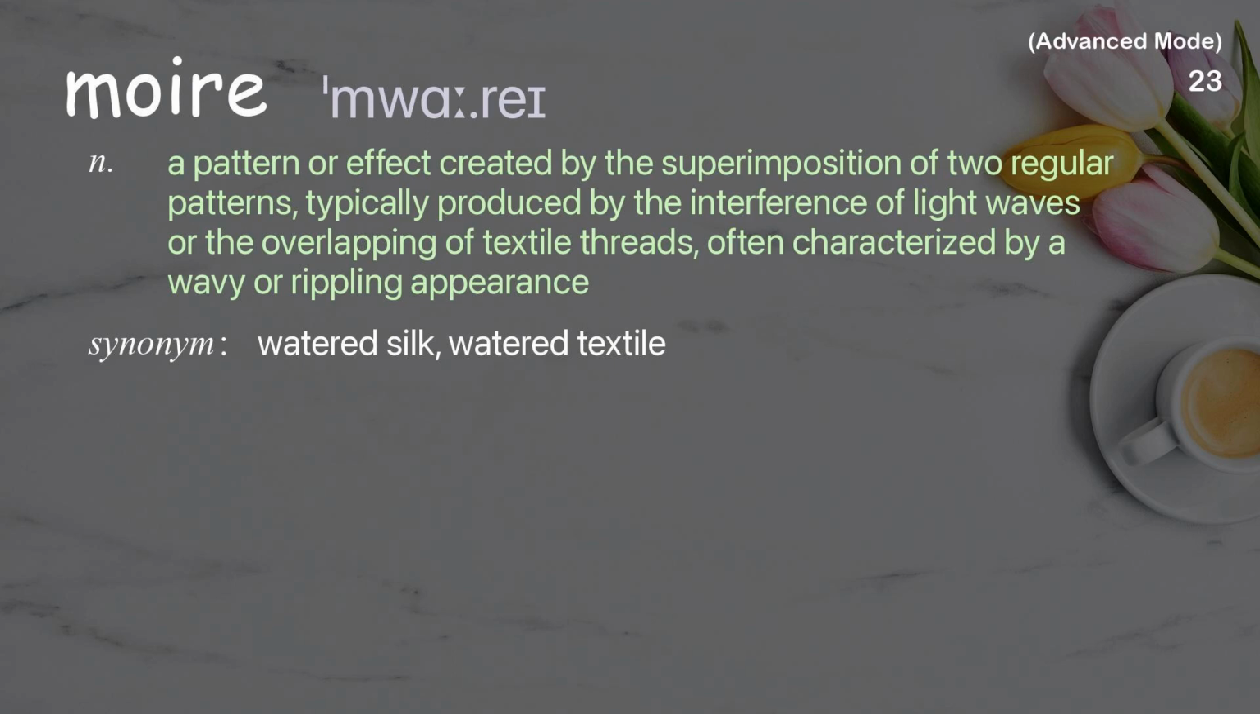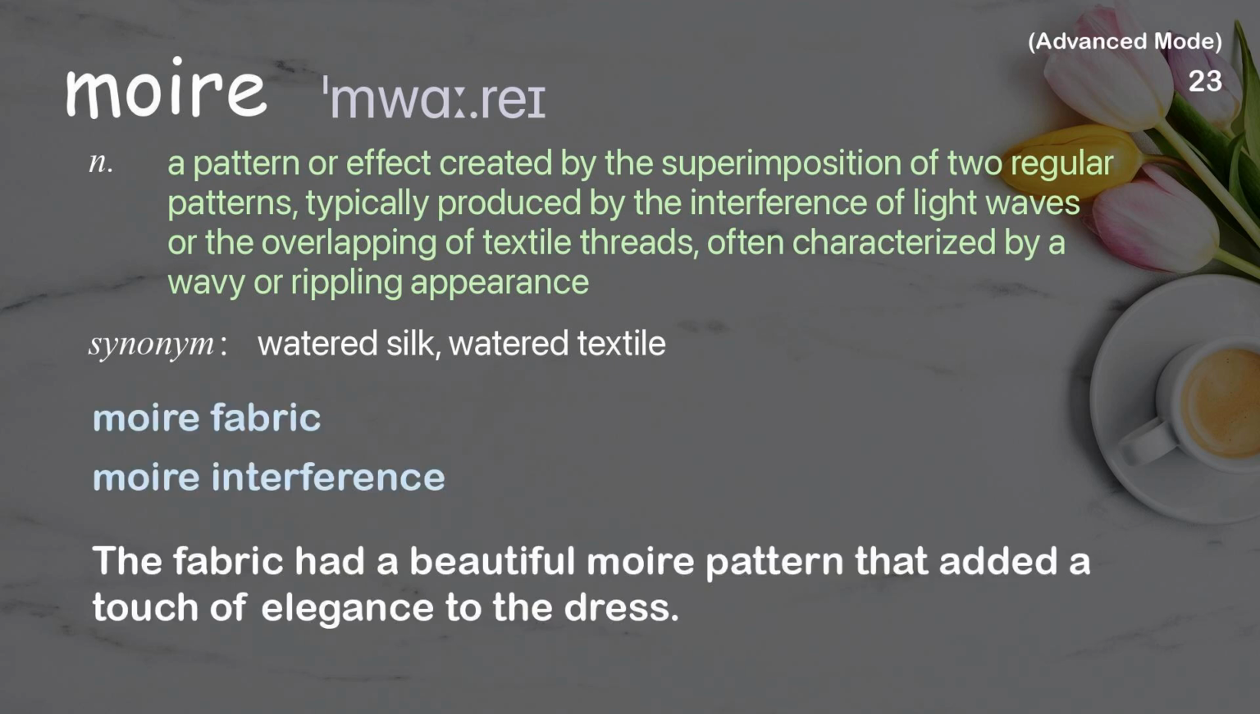Moire. A pattern or effect created by the superimposition of two regular patterns, typically produced by the interference of light waves or the overlapping of textile threads, often characterized by a wavy or rippling appearance. Examples: Moire fabric. Moire interference. The fabric had a beautiful moire pattern that added a touch of elegance to the dress.